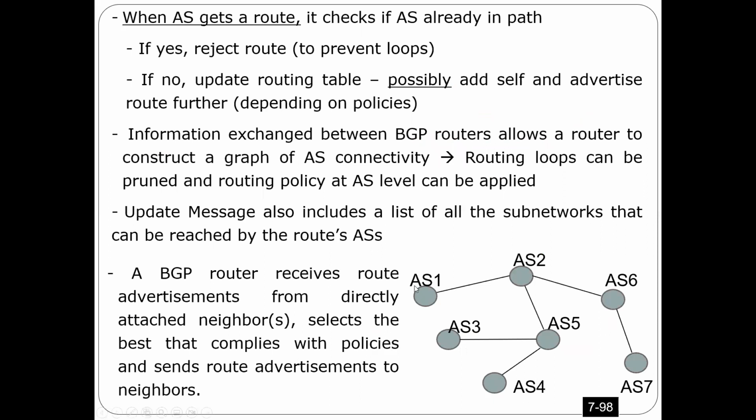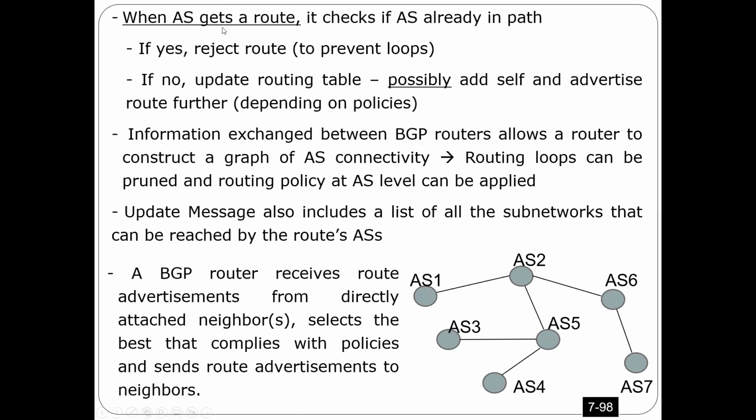For example, here, every router can create something like that. I can create something like this. If I want to go from here to AS1, I can go directly. If I want to go from here to here, I have this space here, or I have this space. You can use a complete path.